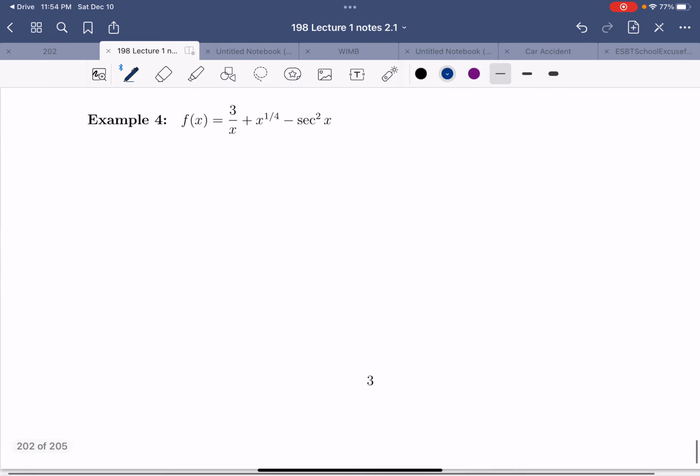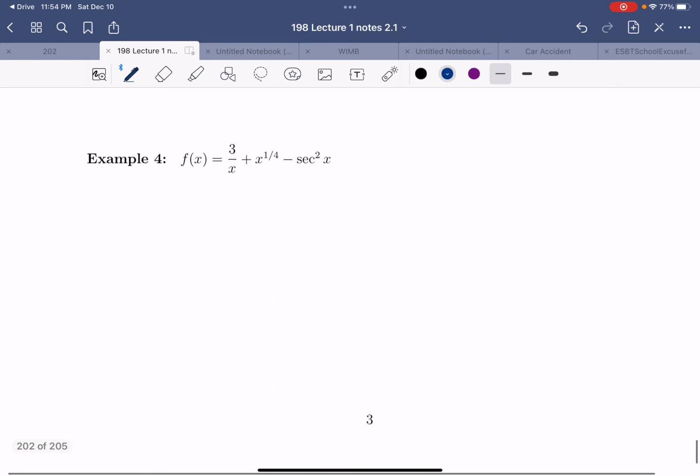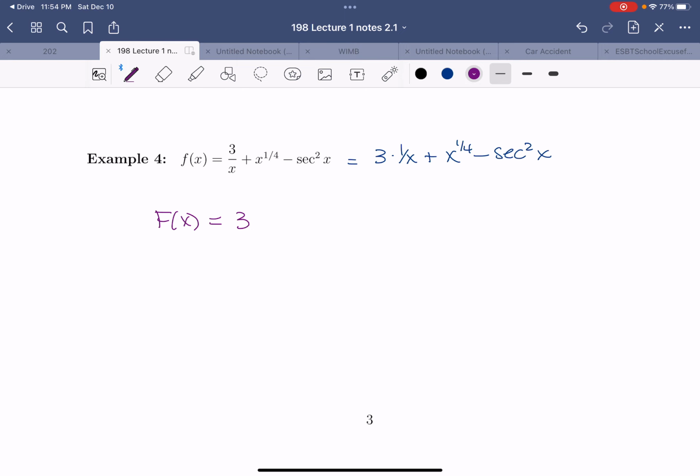And lastly, number 4, we're going to rewrite this one as 3 times 1 over x plus x to the 1/4 minus secant squared. So that when we go ahead and take our antiderivative, I leave the 3. The antiderivative of 1 over x is the natural log of absolute value of x. Then for x to the 1/4, I add 1 to make it 5/4 and multiply by the reciprocal. And then minus secant squared, the antiderivative there is negative tangent x plus a constant.